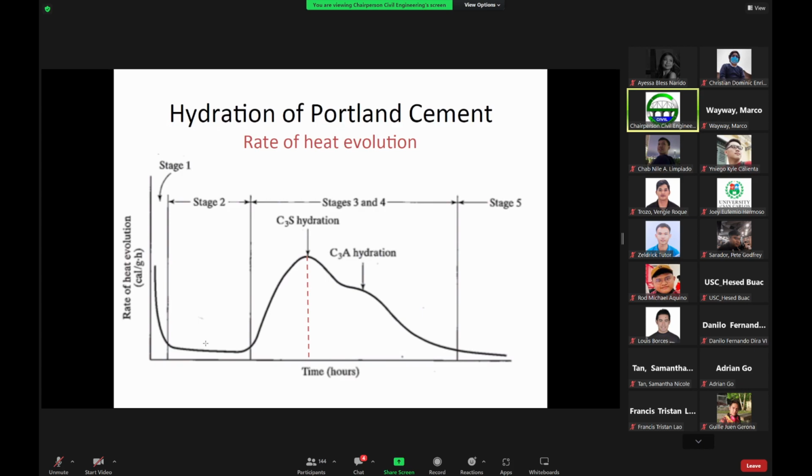It hasn't set, it hasn't hardened or anything. We can move it around. We have a lot of time for it to flow into wherever we're going to place it. So your concrete here remains in a plastic state. This occurs for several hours while we are waiting for the concentration of ions to increase.